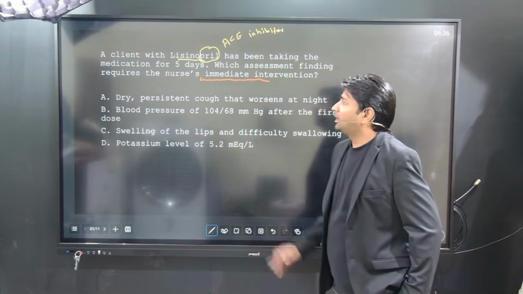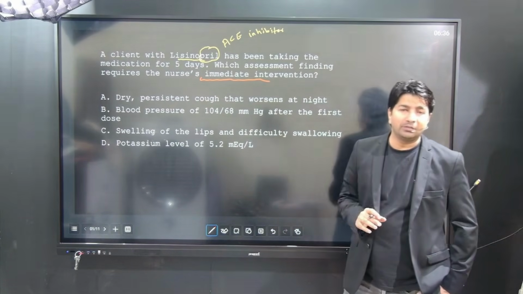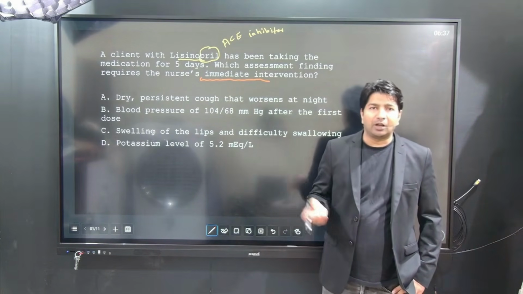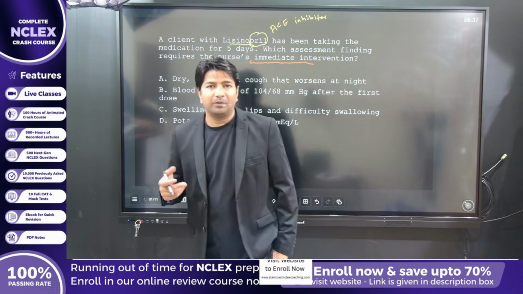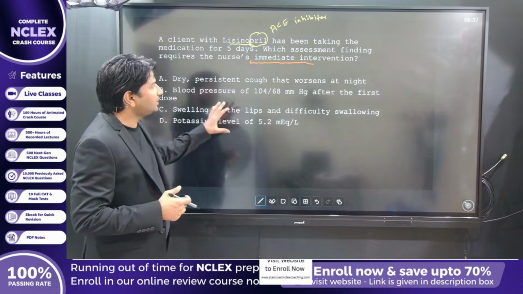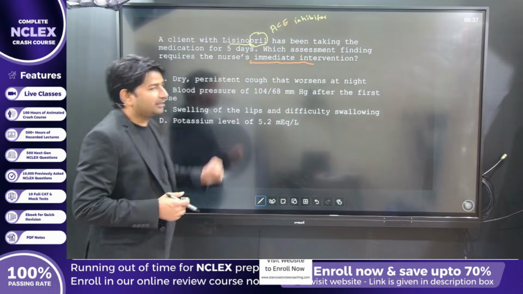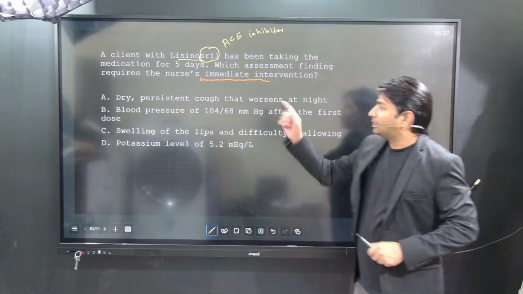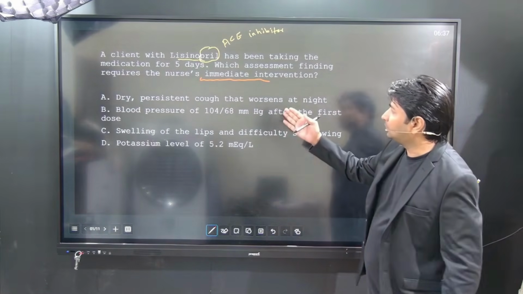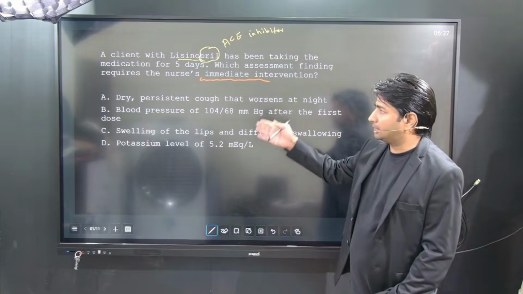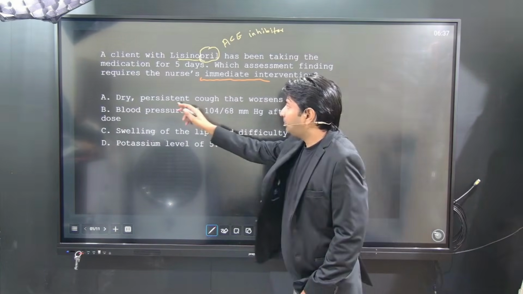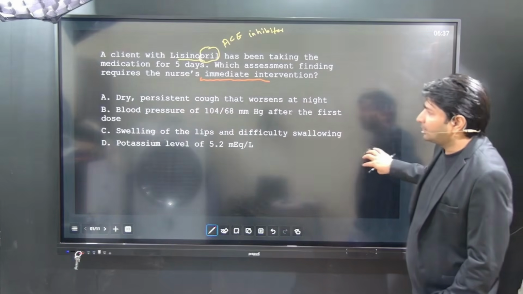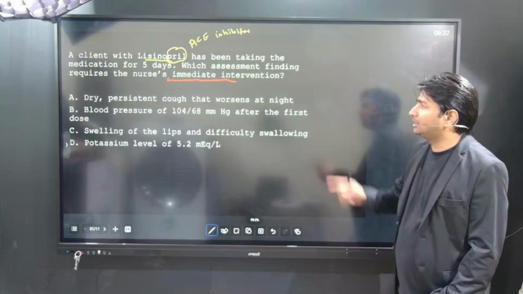So ACE inhibitors, any drug that ends in pril, is related to the ACE inhibitor class. For example, we have Captopril, Enalapril, Ramipril, Benazepril, and Lisinopril. All of these drugs are classified as ACE inhibitors, and these drugs are given to treat hypertension and to treat heart failure. So here we must select the most serious side effect of that drug, a dry, persistent cough that worsens at night. This means a patient can develop a dry cough if they are taking lisinopril.